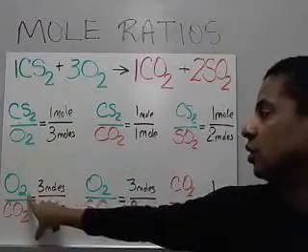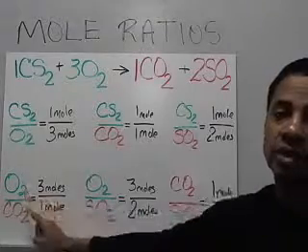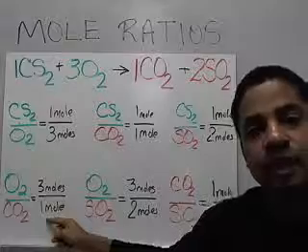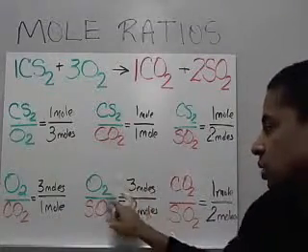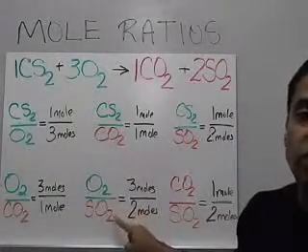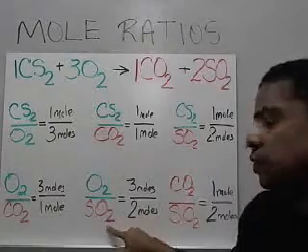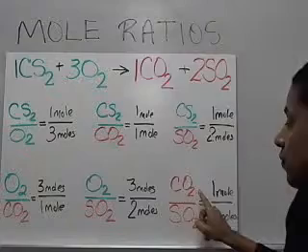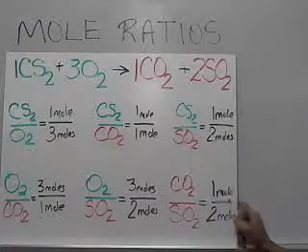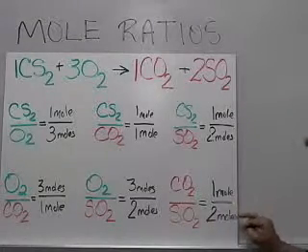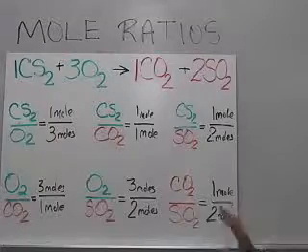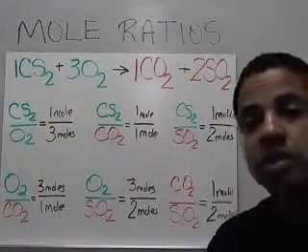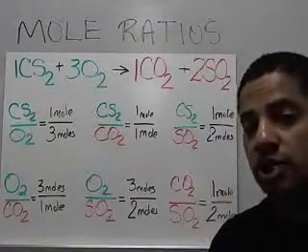And then for every 3 moles of oxygen gas that we use, we will form 1 mole of carbon dioxide. And for every 3 moles of oxygen gas that we use, we will form 2 moles of sulfur dioxide. And finally, comparing these two products, for every 1 mole of carbon dioxide that we produce, we will produce 2 moles of sulfur dioxide. So this is how you determine your mole ratios. You can see how important it is to know how to balance your chemical equations.